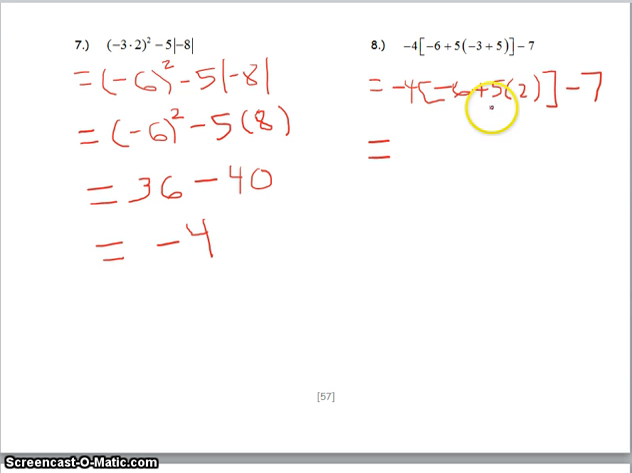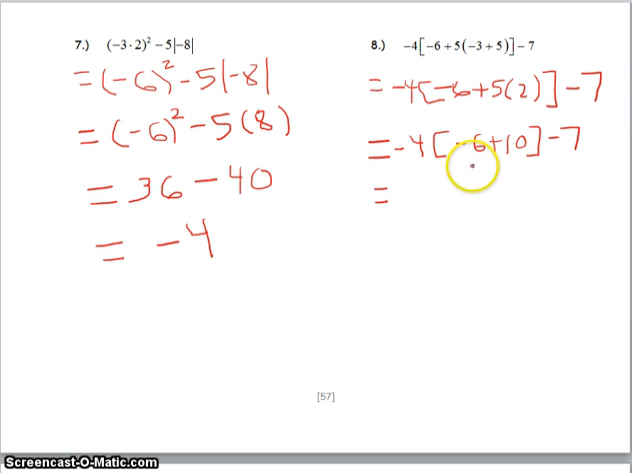Now we still have values inside of this bracket here. This parenthesis, we cannot do anything else with it. So what we would do next is we have addition and multiplication. So we would do the multiplication. So we would have negative 4 bracket negative 6 plus 10. And then minus 7 on the outside.